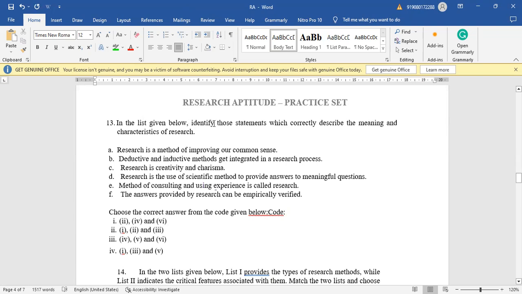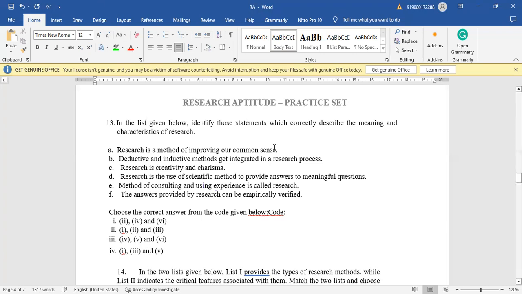Identify those statements which correctly describe the meaning and the characteristics of research. Okay, so let us solve this. 1 appeared twice, 4 twice, 2 twice, 3 twice, 6 twice, 5 twice. Every option is happening 2 times. So our method will not work out. So we'll go one by one.